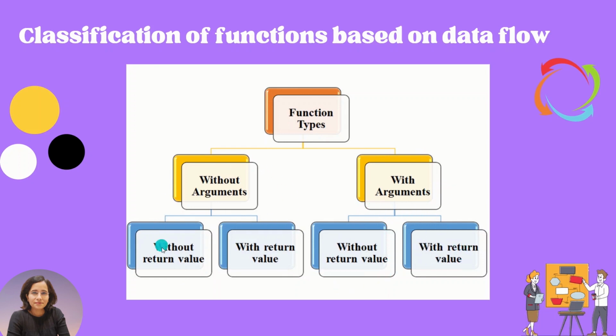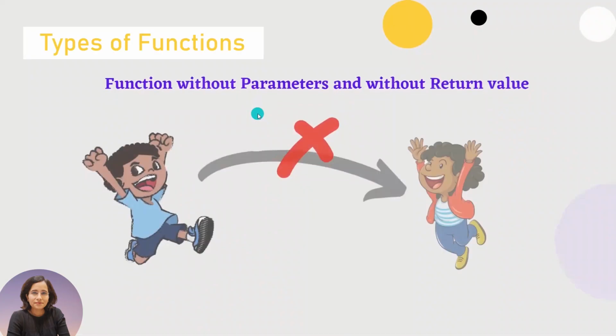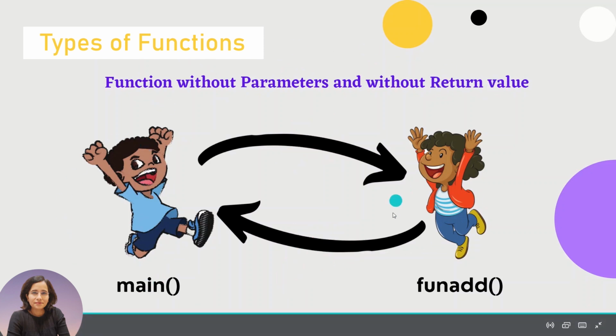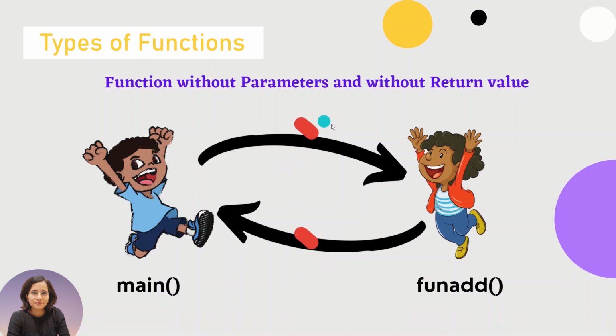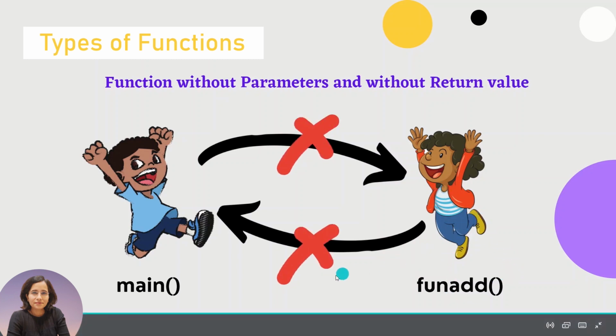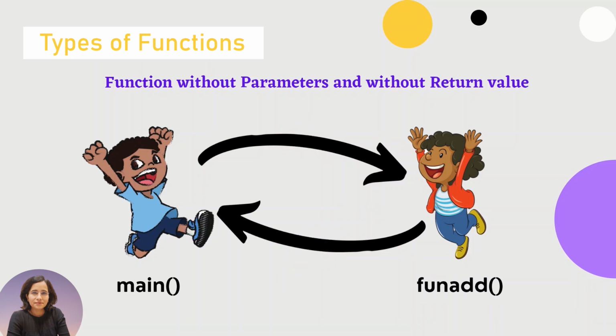Let's start with the first type of function. First type of function is function without parameters and without return value. Imagine this is a main function and this is a one user defined function. So here main function is not passing any value to the user defined function, as well as user defined function is not returning any value to the main. Let me demonstrate how to implement this concept in the program.